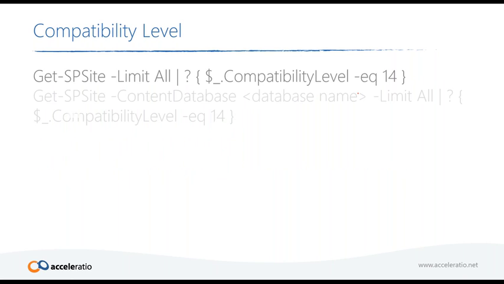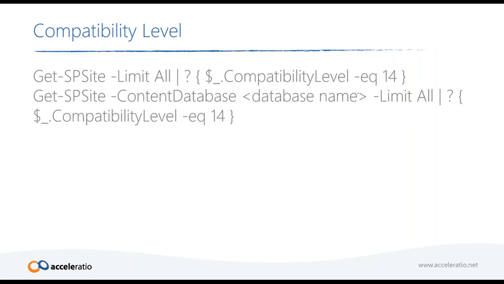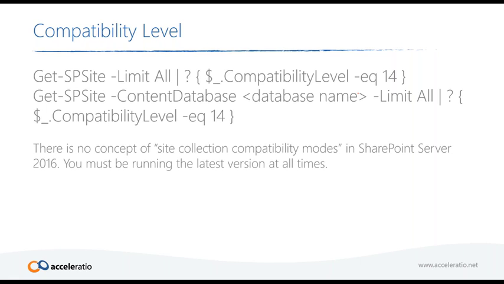This is something they call compatibility level, and these are the two PowerShell commands that are going to give you all the sites that are currently not in the correct compatibility level. Before you even plan to upgrade, you need to make sure that these are upgraded to the latest 2013 version, because there is no concept of retaining the look and feel. When you go to SharePoint 2016, you won't be able to retain the look and feel of 2010. There is only one look and feel for 2016, and that's the 2016 look and feel.